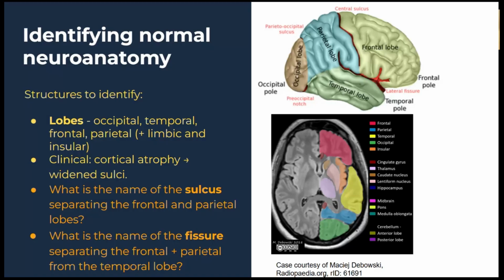And then a clinical relation of knowing these parts of anatomy is that if you can recognize widened sulci on the scan, you might be able to pick up cortical atrophy, which is a feature of a few different conditions. Does anyone know what the name of the sulcus is that separates the frontal and parietal lobes? If you put it in the chat, or if you want to use mic, that's fine as well.